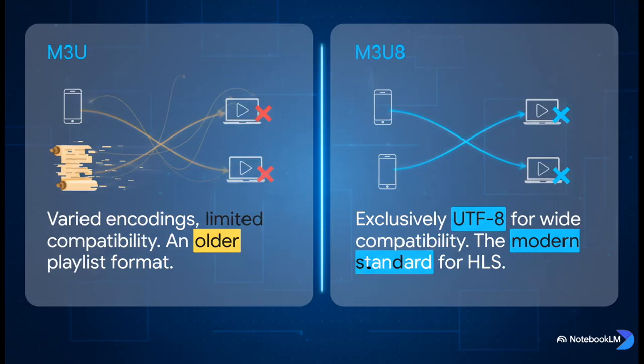And you can really see the key difference right here. The older M3U format, well, it was kind of the Wild West. It used all sorts of different character encodings, which meant you'd often get errors or videos that just wouldn't play on certain devices. M3U8 came along and fixed all that by enforcing one single standard, UTF-8. And that one simple change brought the reliability we absolutely need for global streaming today.